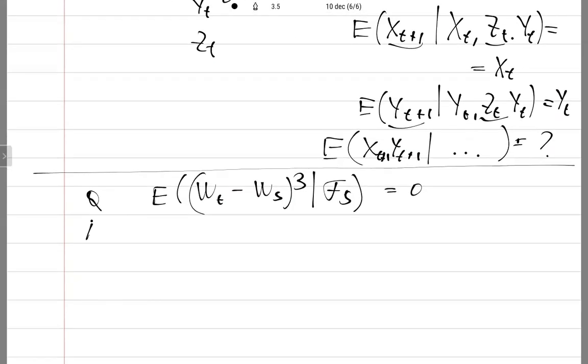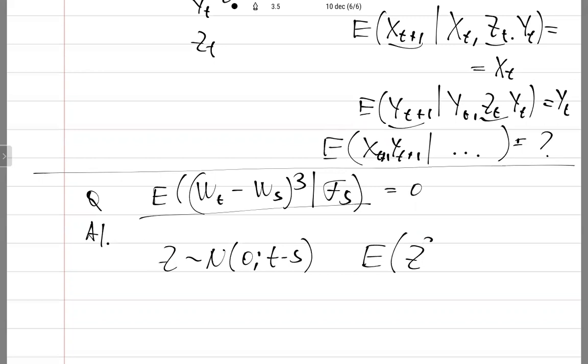But how? No. This is because you have first... The odd central moment of a normal distribution is 0. First idea: you don't care about the random variables, you care about the distribution. So it's basically the same thing. I say Z has normal distribution with mean 0 and variance t minus s. What is the expected value of Z cube?